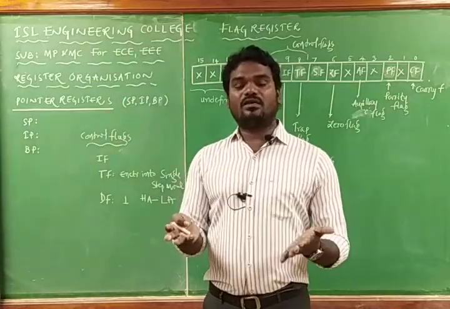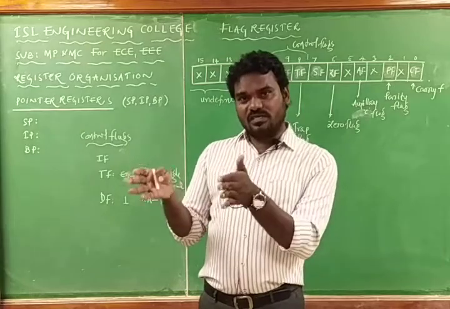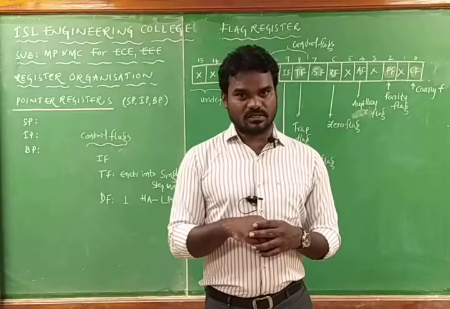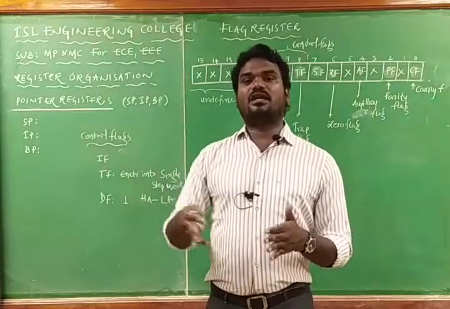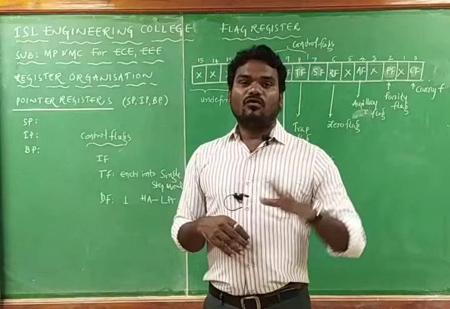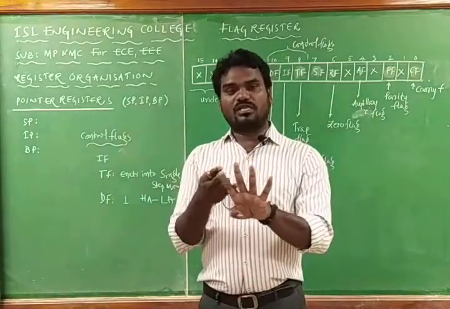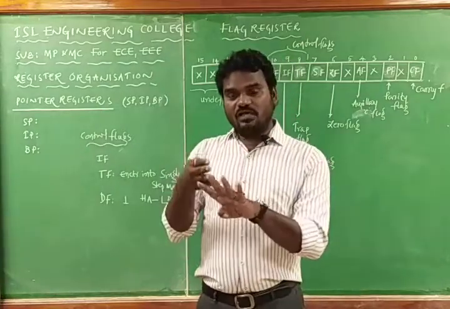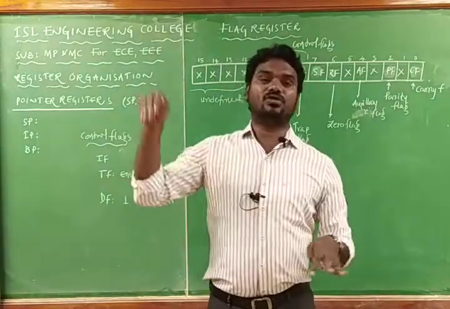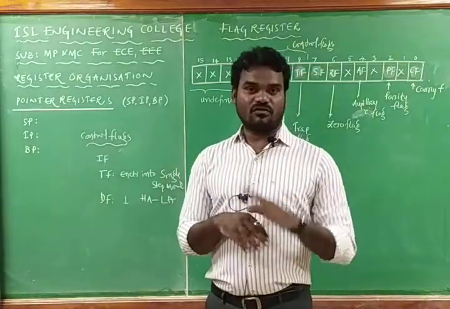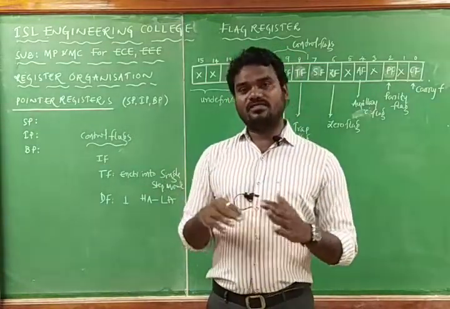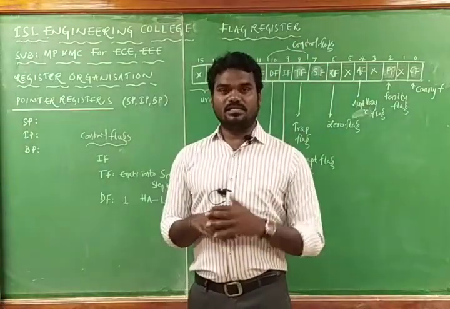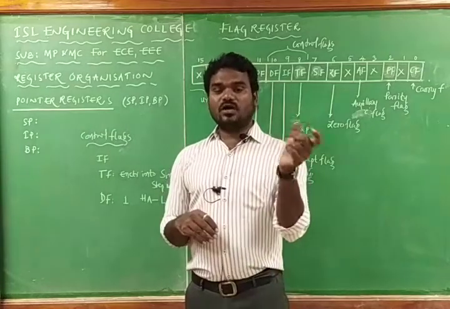In order to generate the 20-bit physical address, we require the offset address, which has to be stored internally in the microprocessor. A 16-bit offset address has to be stored. That means, for 4 segments, 4 16-bit segment addresses are stored in the segment registers, and 4 16-bit offset addresses have to be stored in the 8086 microprocessor. Two are stored in the index registers, that is the source index register.